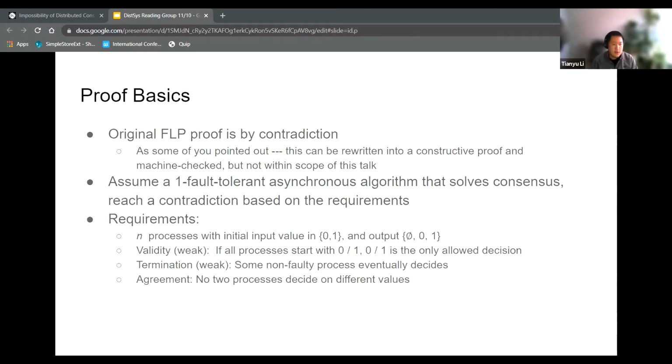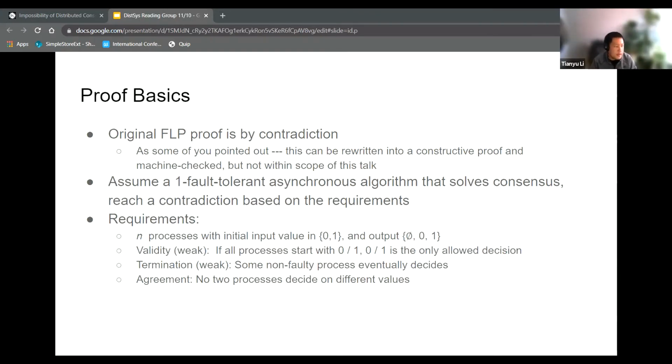So to grasp the significance of that result, let's go through the proof itself. The original FLP proof is by contradiction. There was some earlier discussion on Slack saying that this can be rewritten into a constructive proof, which makes it machine checkable. That is very nice and very cool, but we're not going to talk about that too much in this talk, because that proof is very much a restatement of the things we're going to do here.